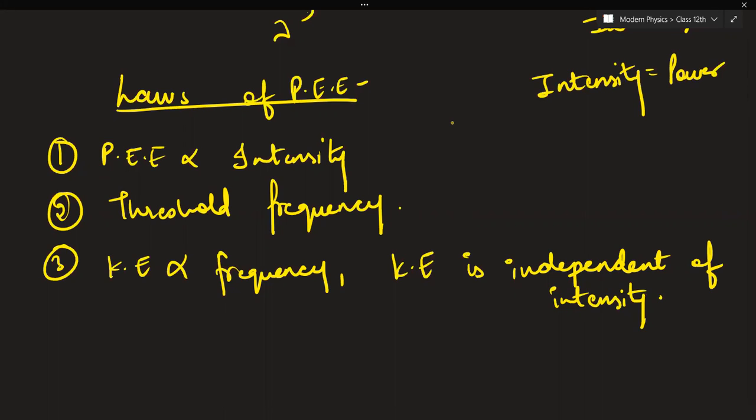Intensity is power per unit area per unit time. Like if I say intensity is high, it means the number of electrons that are getting ejected is also very high. Fine, this is what is meant by it. The number of electrons that are getting ejected is high. So that is what is meant by intensity.